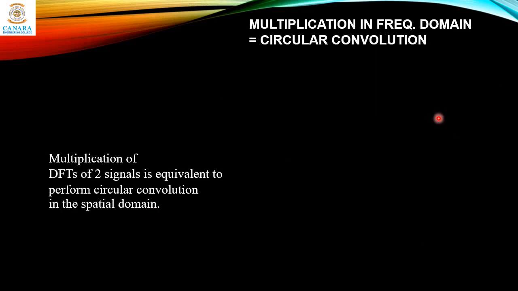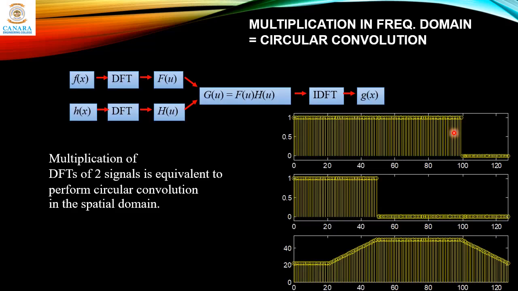So multiplication in frequency domain is equivalent to circular convolution in spatial or time domain. Basically what we have is an input signal f of x and a filtering function h of x. We take the DFT of both, we get the frequency domain equivalent, and then we perform the multiplication in order to get the filtered output G of u. And then in order to display it back in spatial domain, we take the IDFT, and there we have the filtered output.